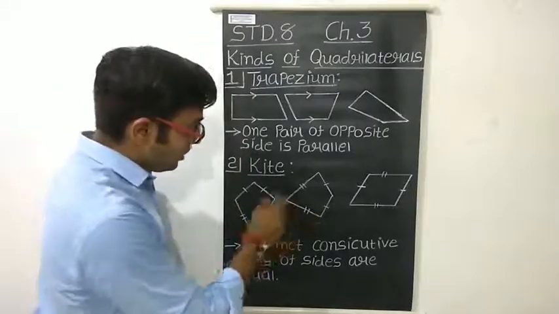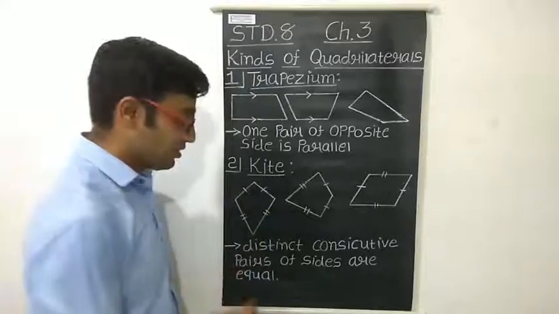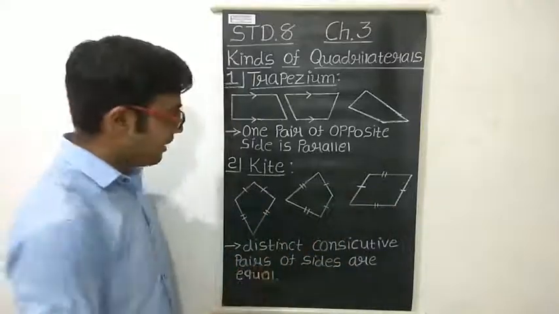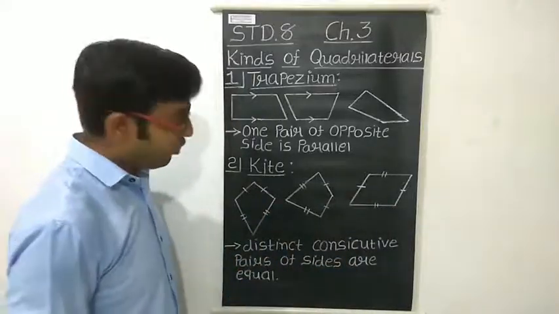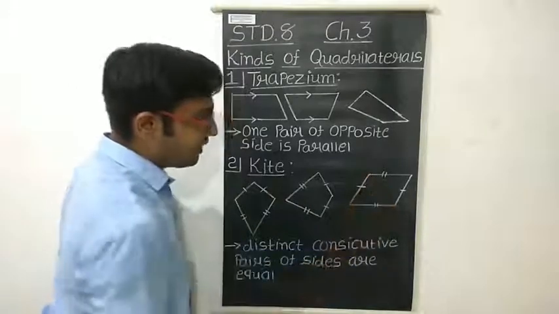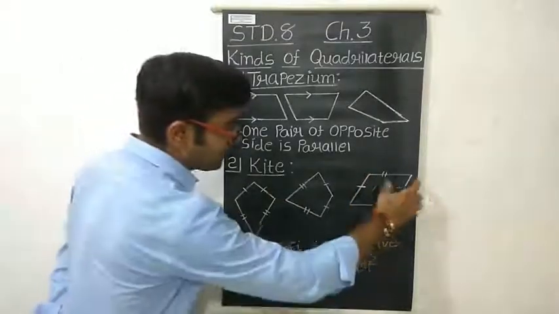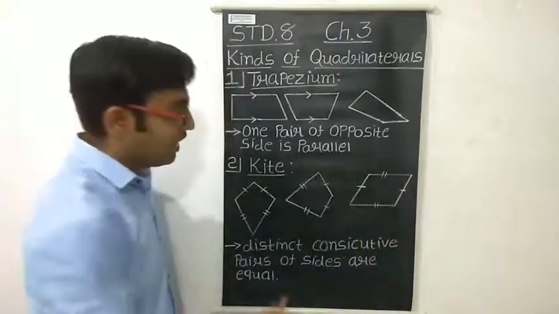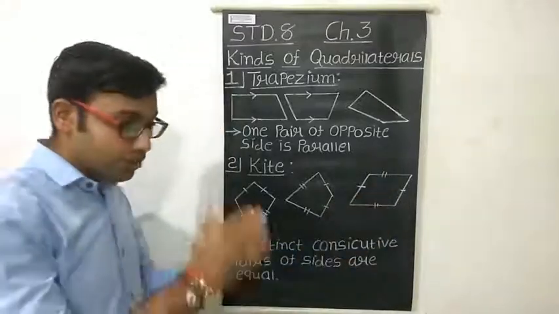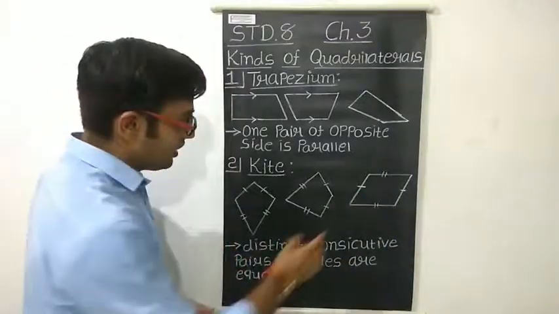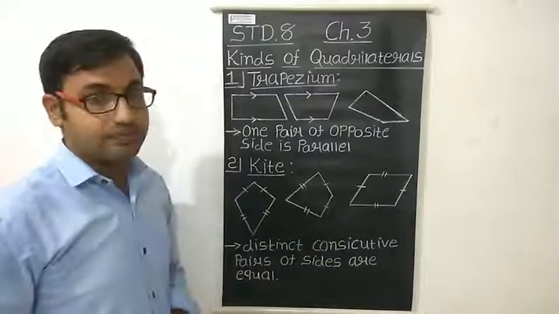So here also this property is satisfied. Yes. Notice this shape. Can we say that it is a kite? No, because this side and this side are not equal. This side and this side are not equal. No pair of consecutive sides is equal. That is why it is not a kite.